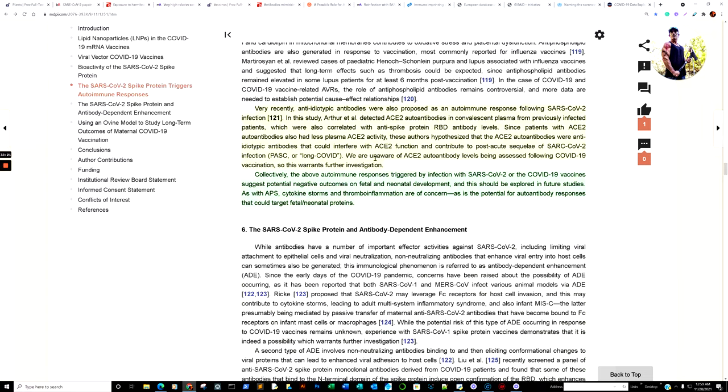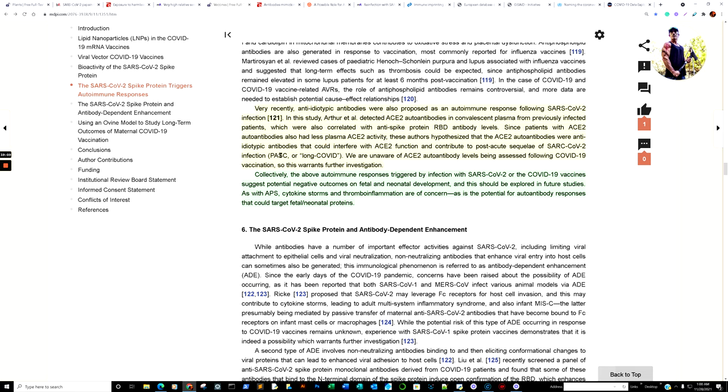And again, I don't want to take up too much time, but this is a pretty profound review. Very recently, pay attention to this as well. Idiotypic antibodies were also proposed as an autoimmune response following SARS-CoV-2 infection. In this study, they detected ACE2 autoantibodies in convalescent plasma recovered from previously infected patients, which were also correlated with anti-spike protein RBD antibody levels. Since patients with ACE2 autoantibodies had less plasma, they hypothesized that the ACE2 autoantibodies were anti-idiotypic antibodies that could interfere with ACE2 function and contribute to post-acute sequelae of SARS-CoV-2 infection.